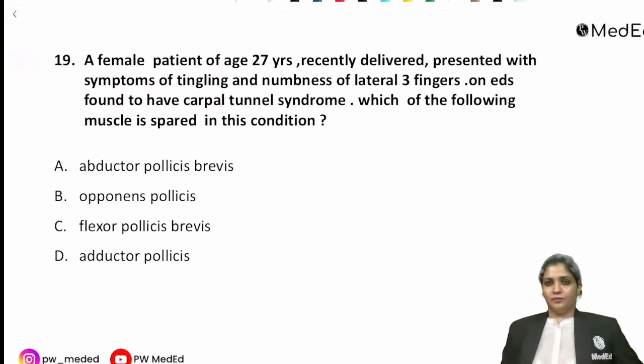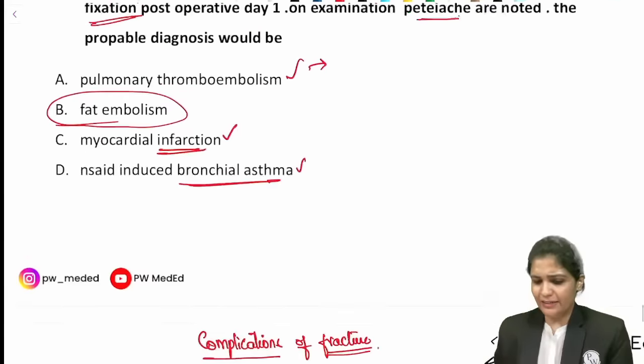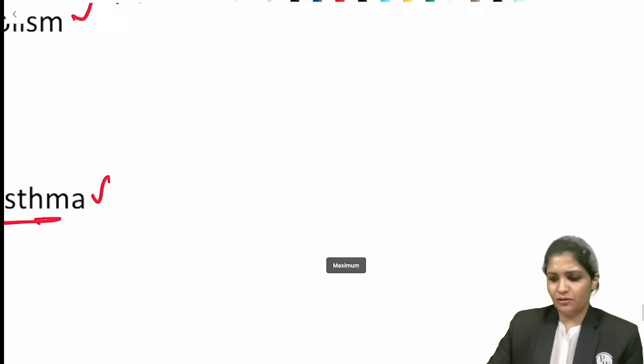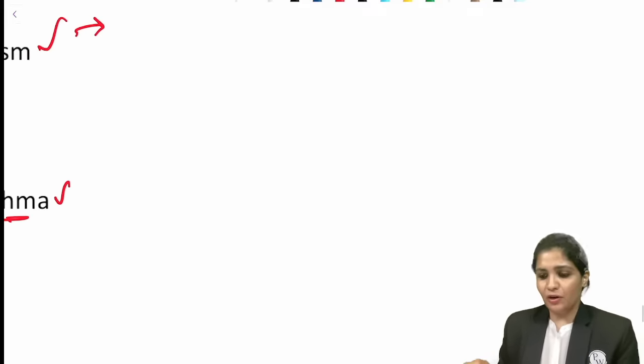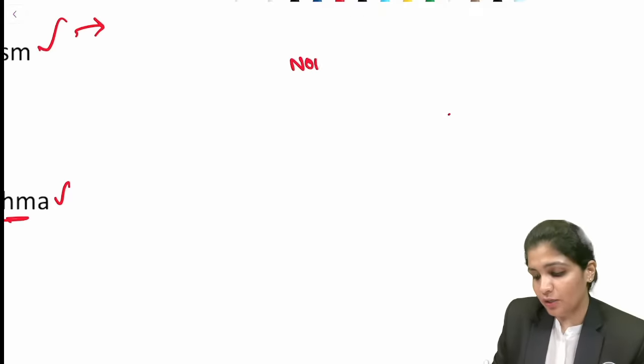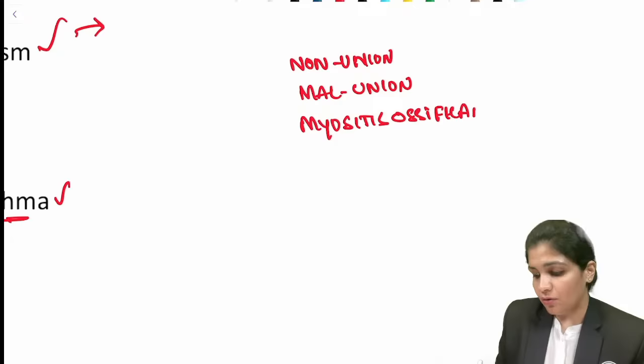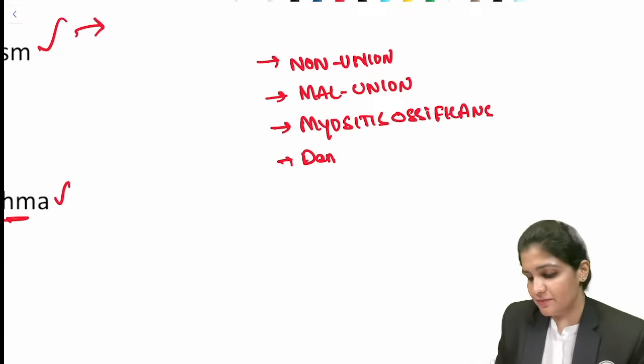So we are going to the next question. So what are other complications of fracture? So let's deal a little about other complications of fracture, because I have not covered them in the question. So fat embolism is one of the things, and one more important complication of fractures is non-union. So I have already explained what is non-union and malunion. And then there could be myositis ossificans, which is one more complication of fracture fixation, and there could be damage to vessels and nerves.